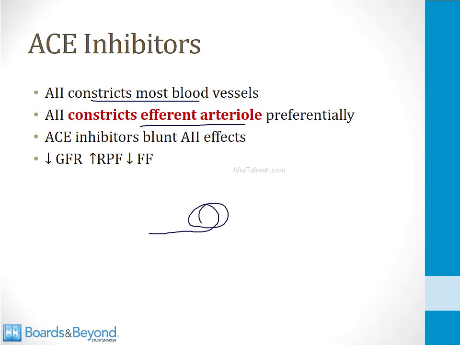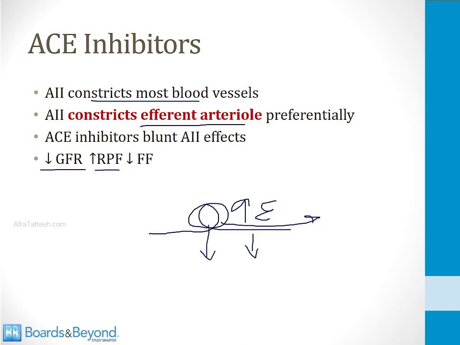Well, let's imagine that we have a glomerulus. This is the efferent arteriole over here. If we dilate this efferent arteriole, because we administer an ACE inhibitor, blood is going to rush out of the glomeruli. This is going to increase the renal plasma flow, but because we have more blood exiting the glomeruli, less will be filtered into the nephrons and the GFR will fall.